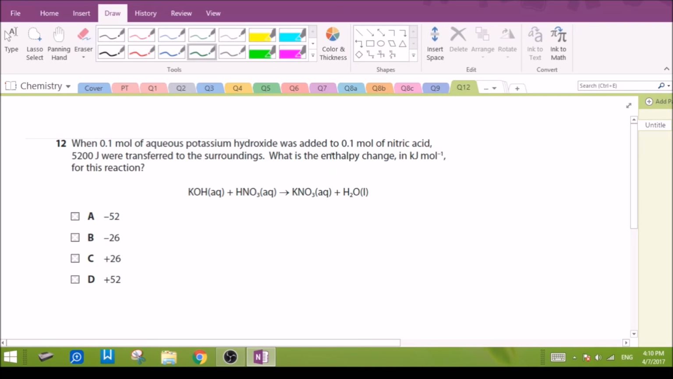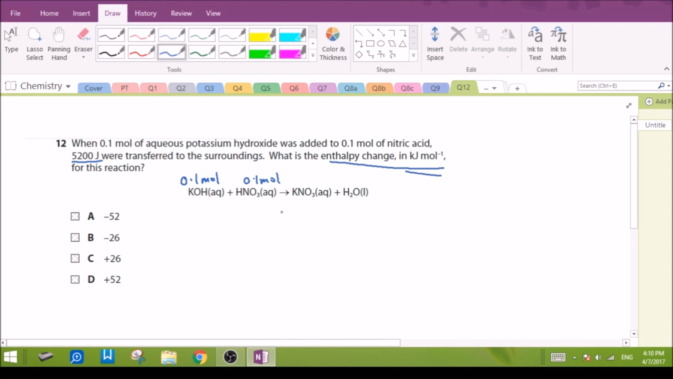Number 12, 0.1 moles of potassium hydroxide added to 0.1 moles of nitric acid. We get a transfer of energy, 5,200 joules. So let's calculate the enthalpy change in kilojoules per mole.